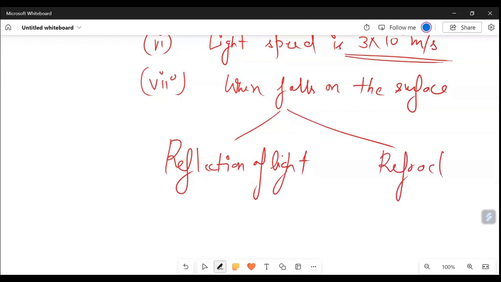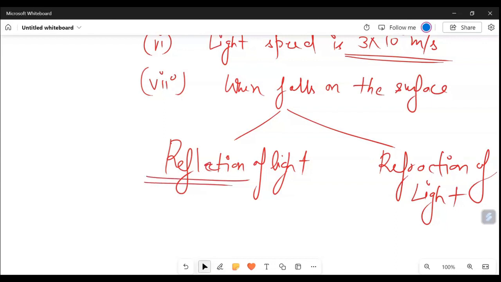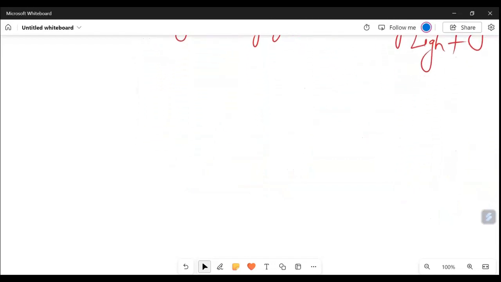So when light falls on a surface, two phenomena are going to happen, that is reflection and refraction, spelled R-E-F-R-A-C-T-I-O-N, and reflection is R-E-F-L-E-C-T-I-O-N of light. We are going to discuss the reflection of light first. What is reflection of light? Then we will understand refraction of light. So the first topic is reflection of light.